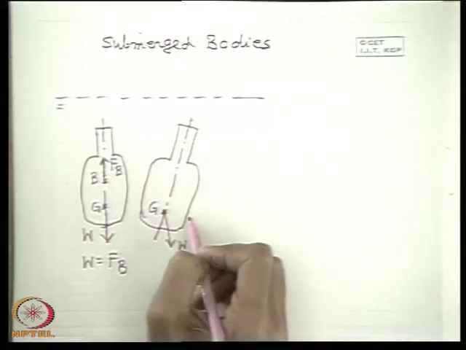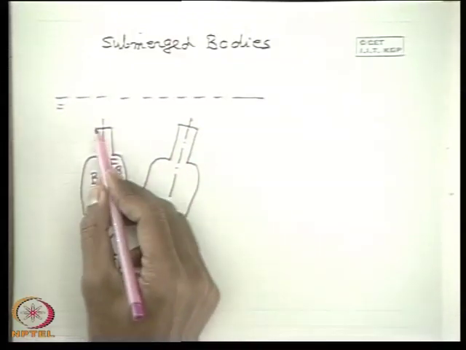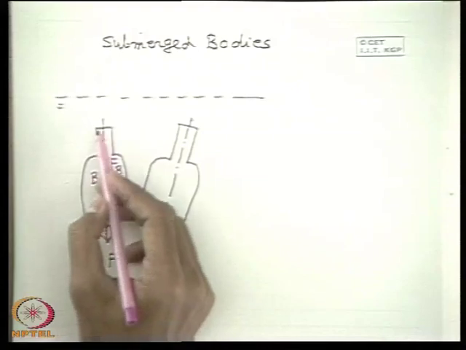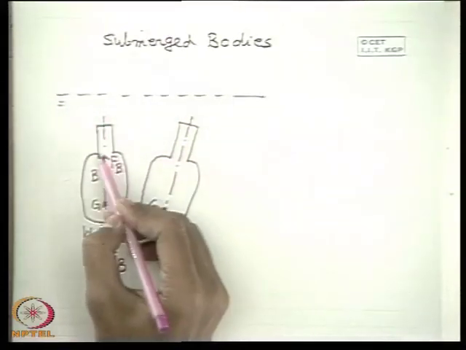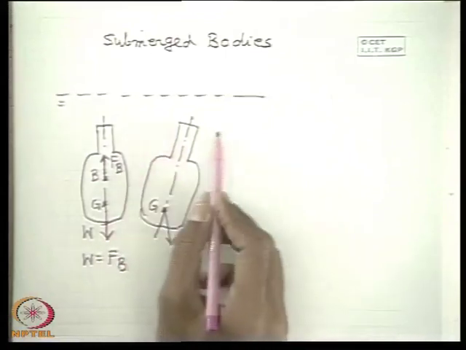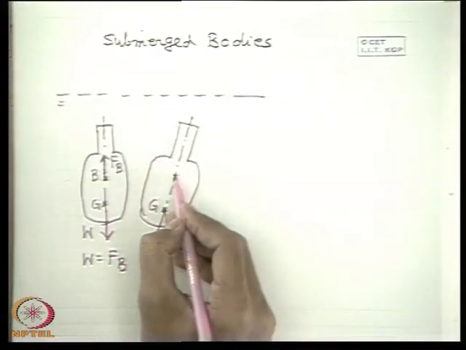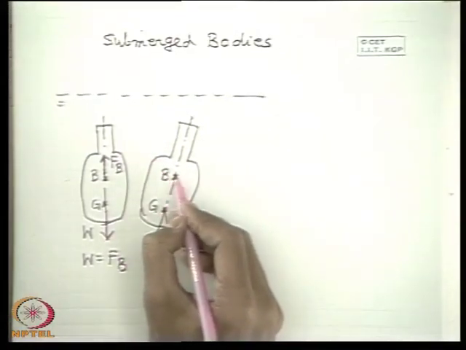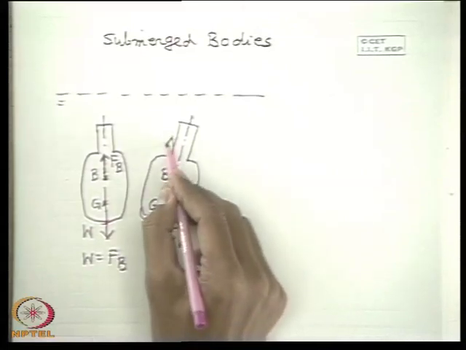This is because the center of buoyancy is also the center of the volume, and in submerged bodies, the entire volume is submerged. So here also the entire volume is submerged. In both the conditions, the bodies are submerged. So the center of buoyancy, through which the buoyancy force acts, also will not change.